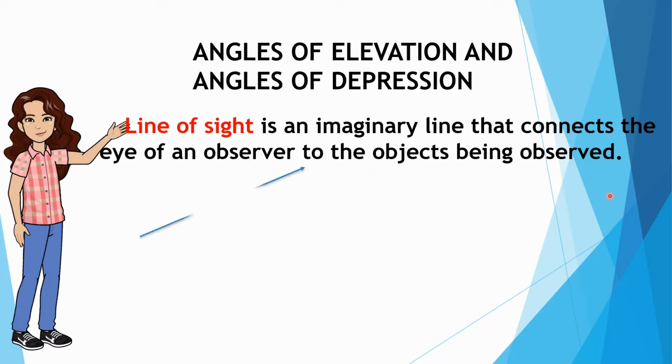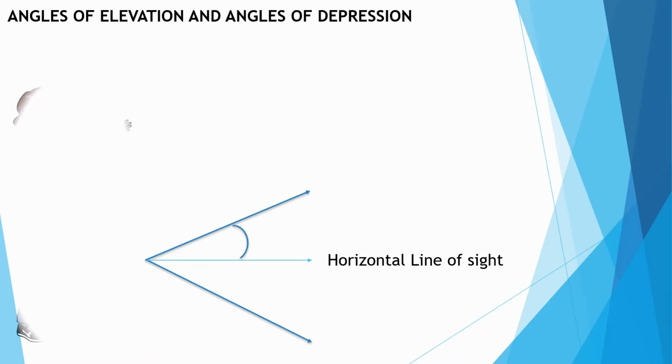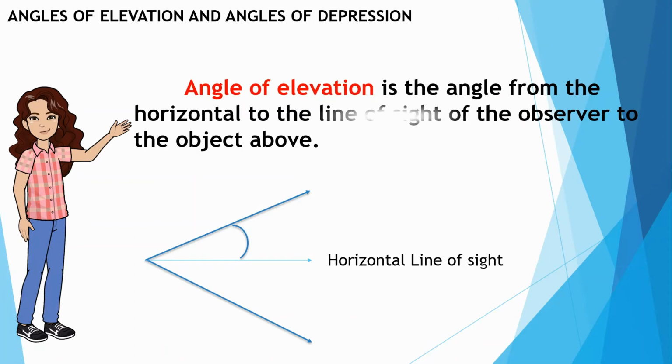So look at this figure. We have the angle here, and we have the segment or the line here that we call the horizontal line of sight. So that is the horizontal line. The second definition of term is the angle of elevation. It is an angle from the horizontal to the line of sight of the observer to the object above. So this is the horizontal line of sight of the observer, and this is the observer to the object above.